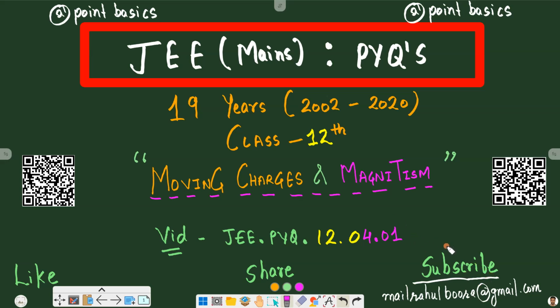Welcome back, everybody. This is our first class in JEE Mains previous year questions for chapter Moving Charges and Magnetism of class 12th. Before this, in this JEE Mains previous year question series, we have solved questions for previous chapters for class 12, 1, 2, 3, and all the remaining chapters of the class 11th also are available as videos.